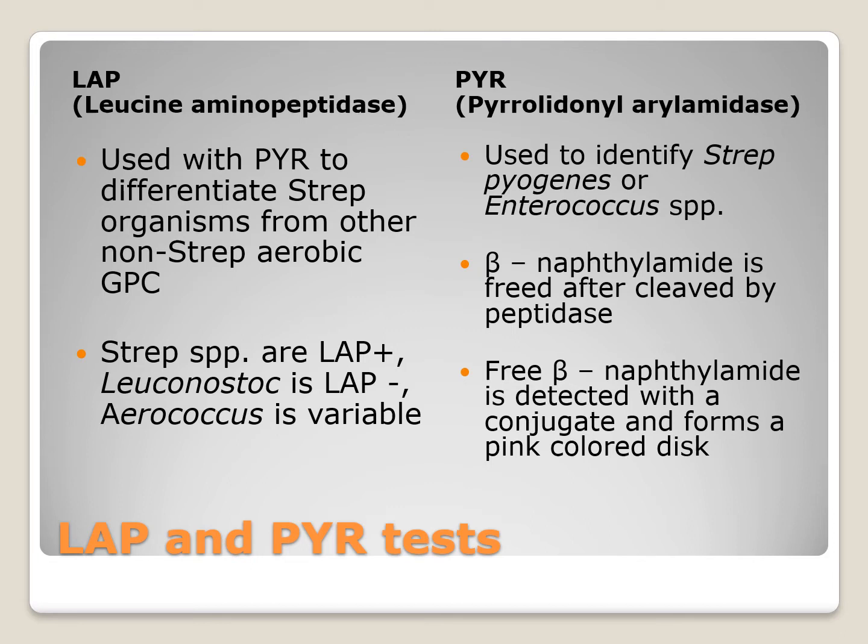PYR can be used in conjunction with LAP to determine if we have the enzyme pyrrolidonyl aminopeptidase, which will hydrolyze PYR. That equals a positive test. If you have a positive test for PYR, then you're dealing with the Streptococcus pyogenes or an Enterococcus species.